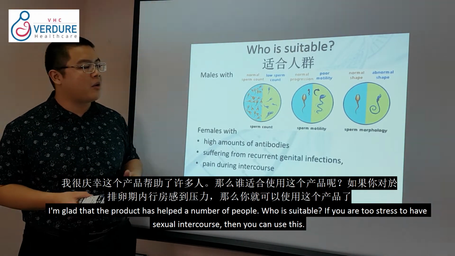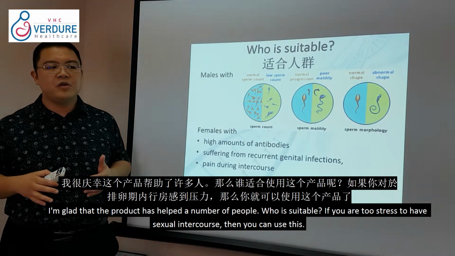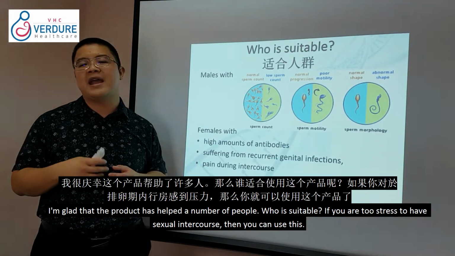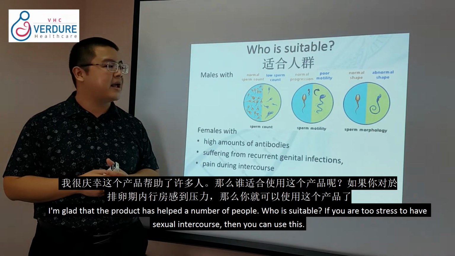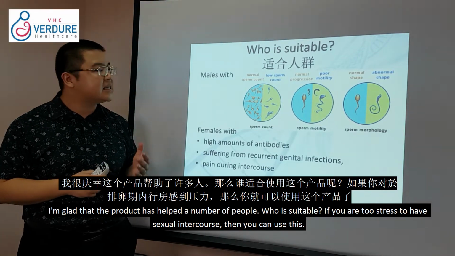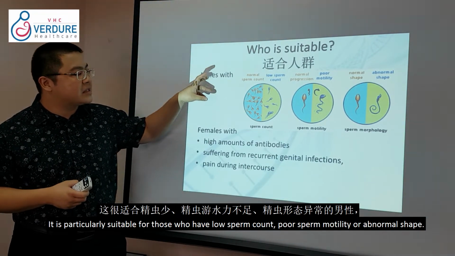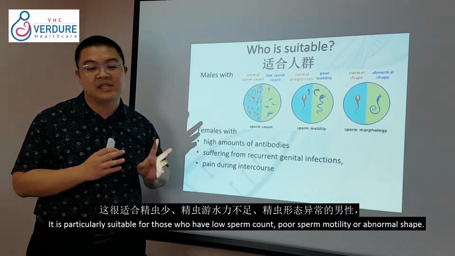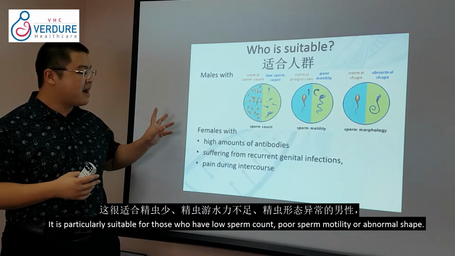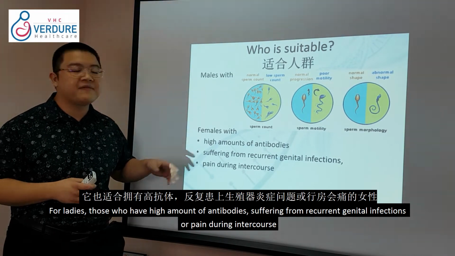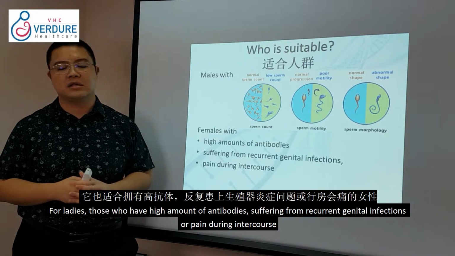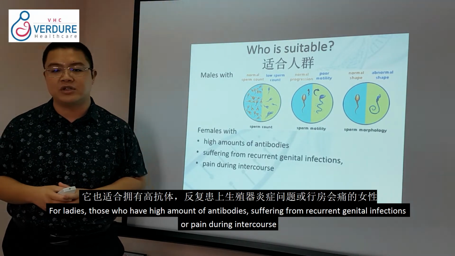So who's suitable? Basically, if you feel stressed to go with the most natural way during the ovulation time, then you can use this. But basically, if let's say the male has got low sperm count, poor motility, and abnormal shape, this is particularly suitable. And for female with high amounts of antibodies, recurrent infections, or pain during the intercourse, this is also very suitable.